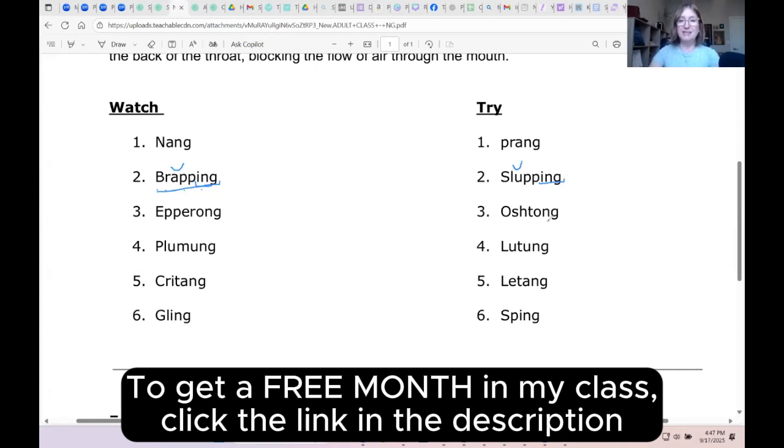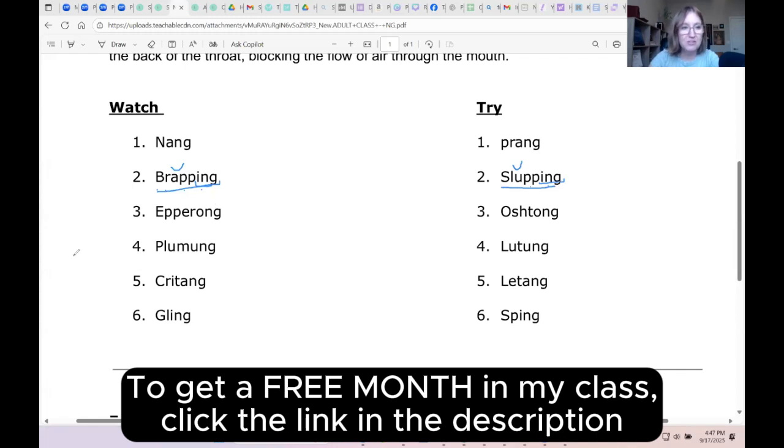So this ING says ing. Our U is going to make its short sound because of those two consonants that are after it. Our sounds are s, l, p, ing: slupping, slupping.